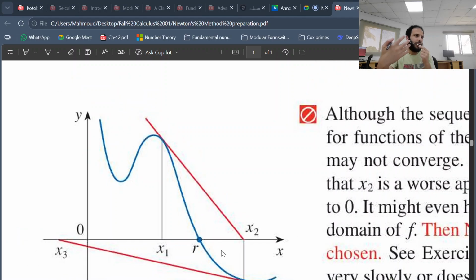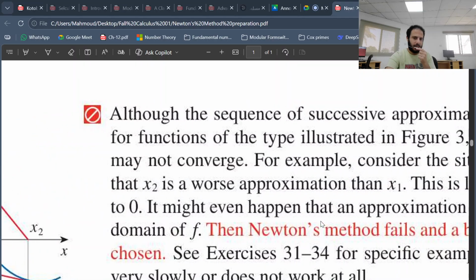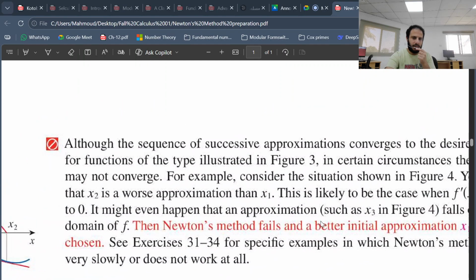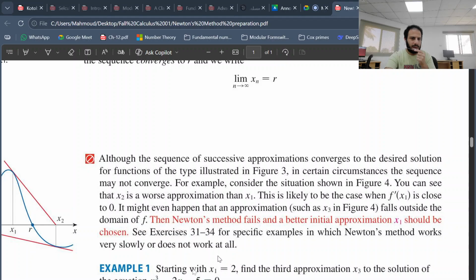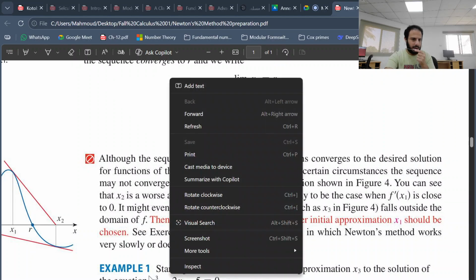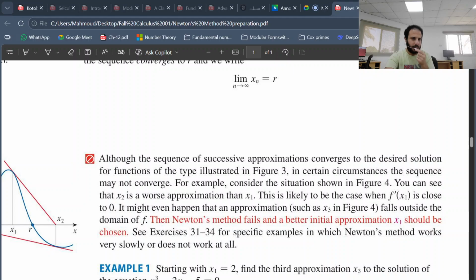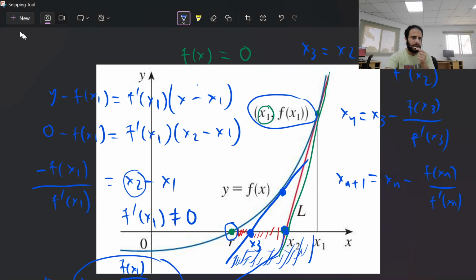But now you will tell me how to know how close it is to R if I don't know the value of R, right? You may ask me this. I will tell you how to do it. So see here, Newton's method fails, and a better initial approximation x1 should be chosen. Let's solve this problem here. Here we have an example.